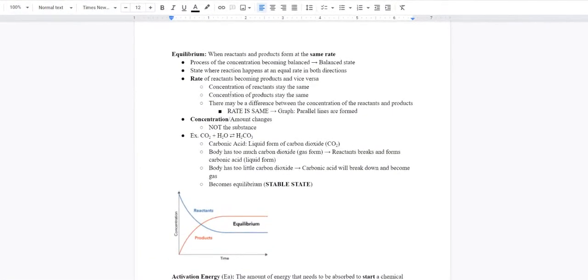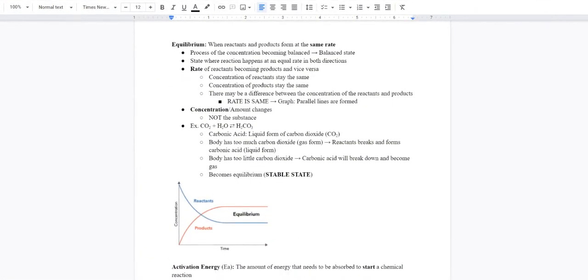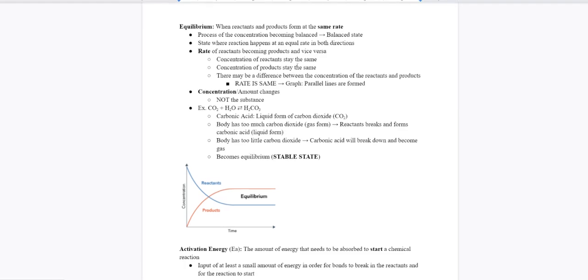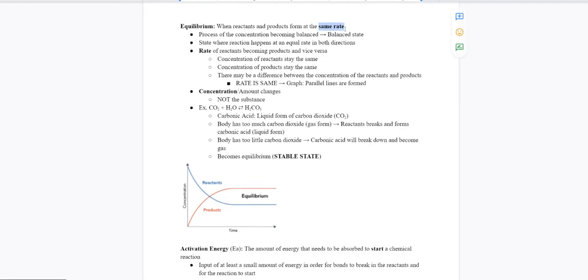Okay, so this is chapter 2.4, part 2. Now we're going to talk about equilibrium. So equilibrium is when the reactants and the products form at the same rate. Now this is the most important thing, the same rate.